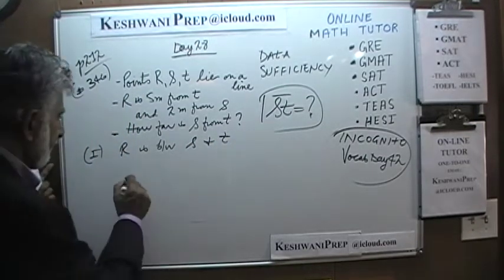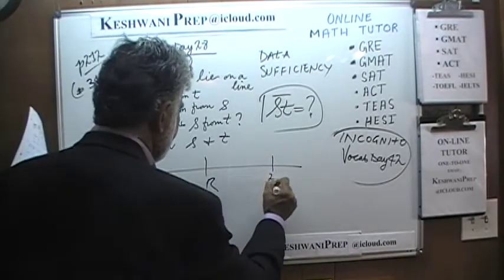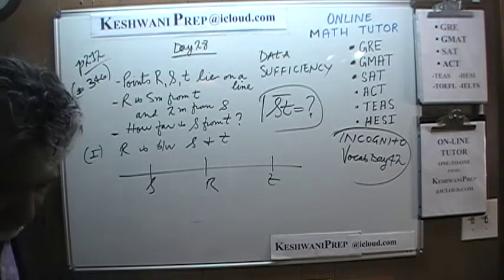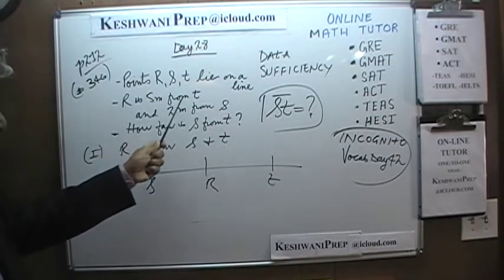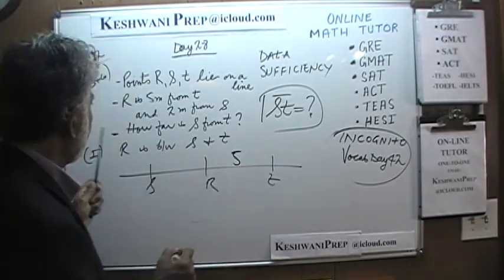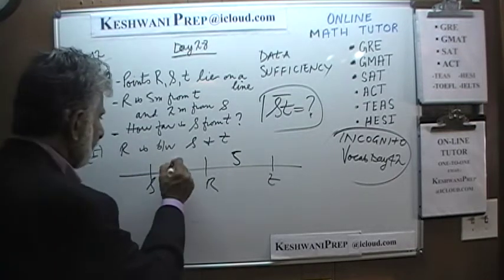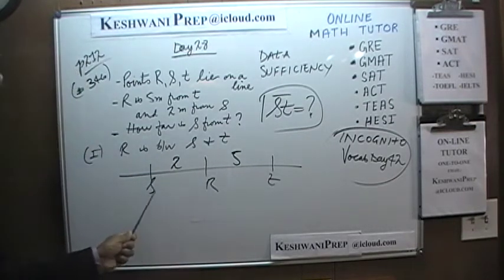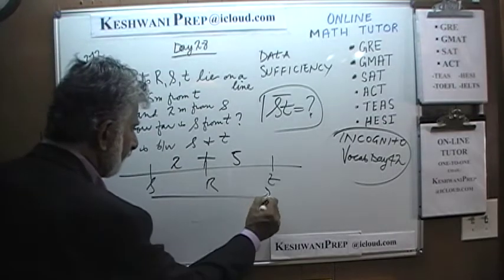Let's see what we can do here. R is between S and T. So let's just draw a line. Here's our S, here's our T. And R is between there. And we are told originally in the problem itself that R is 5 meters from T. Here's your R. R is 5 meters from T. And we are told that is 2 meters from S. R is 2 meters from S. There you go. If R is 2 meters from S and 5 meters from T, we can figure out how much the distance is from S to T. S to T is 7.